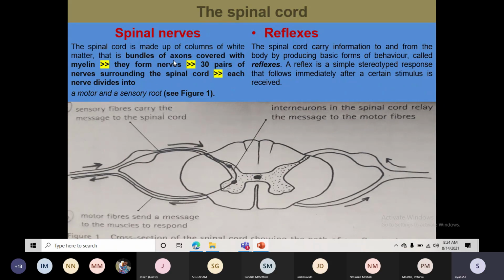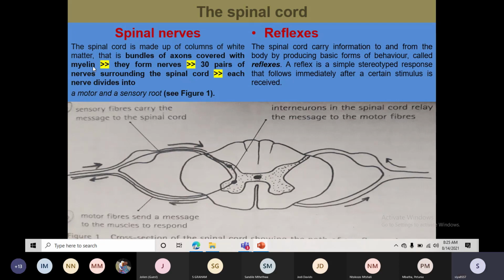That is branches of axons covered with myelin. Remember, axons and neurons are almost the same; you just use the words interchangeably. So when I say axons, I say neurons. Think of axons as well as nerves, because they play the same role, that is to transport information from one place to another. That is the bundles of axons covered with myelin.